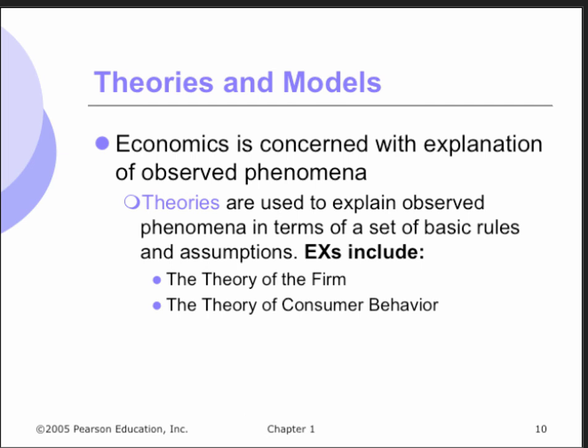And in order to explain the phenomena that we observe out there in the world, we need to develop some ideas about it. And we call these ideas theories. Theories are used to explain observed phenomena in terms of a set of basic rules and assumptions, and examples include the theory of the firm and the theory of consumer behavior.